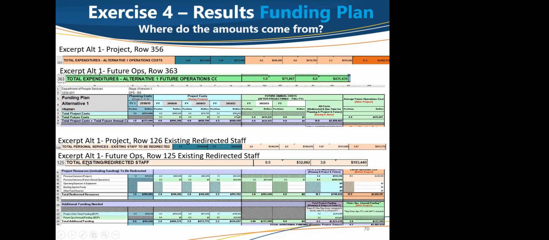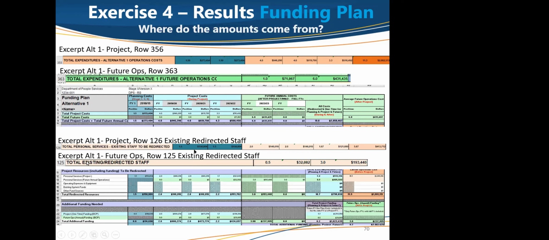The next one is a combined total. So it's the 516,492 plus the future ops, which was 71,967 for that fiscal year. So that kind of gives you an idea where those totals come from, so that if you're reviewing it, you'll be able to say, okay, I know where that comes from. I can go back and look if I need to.